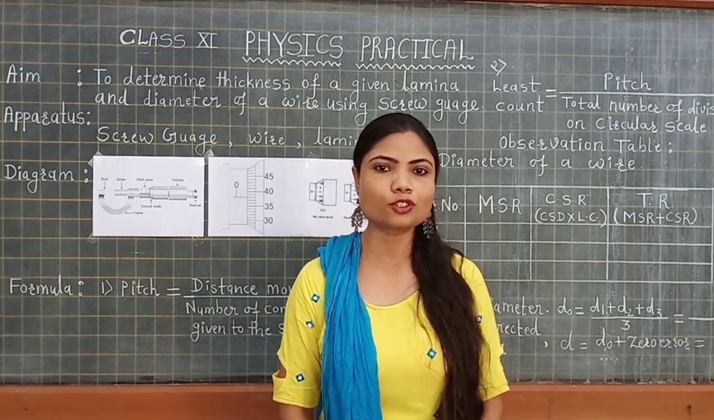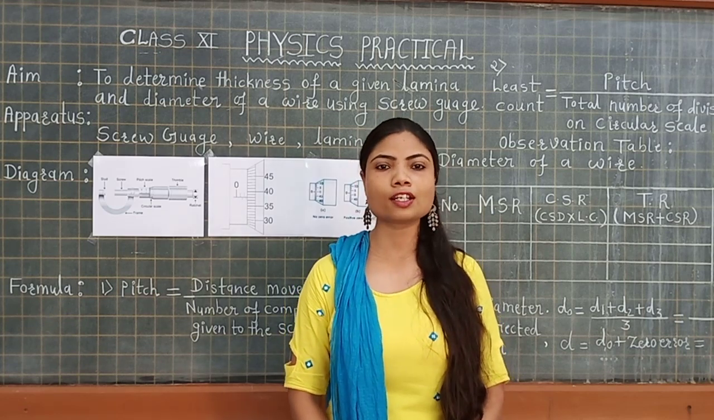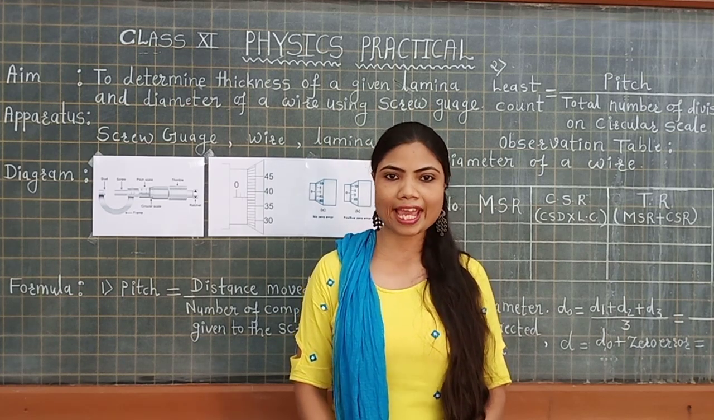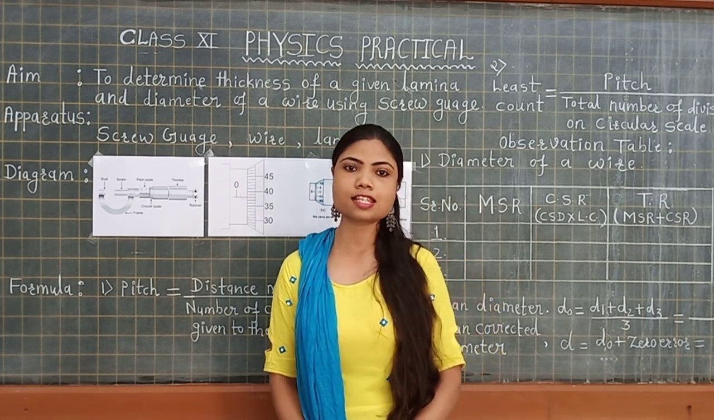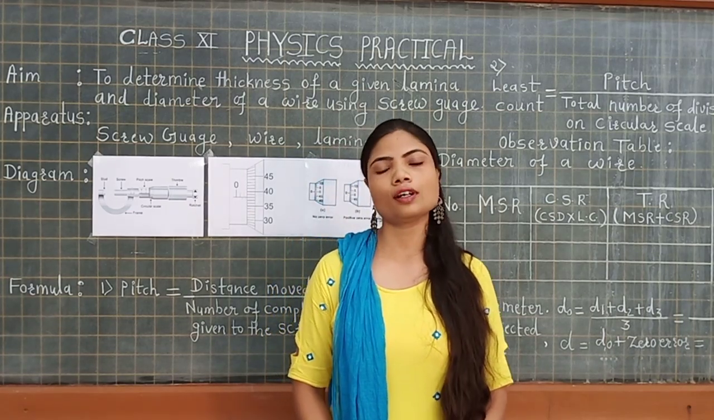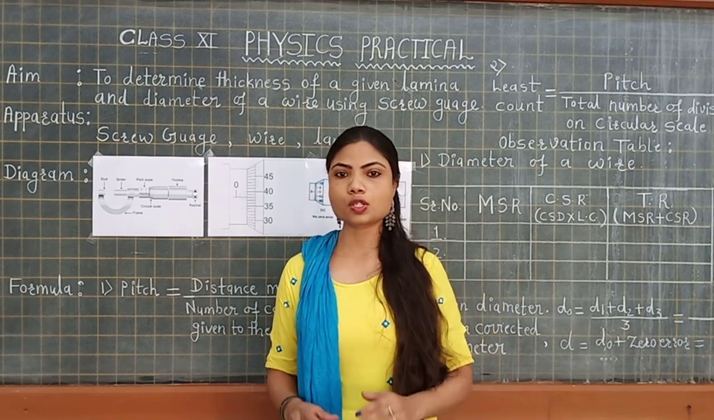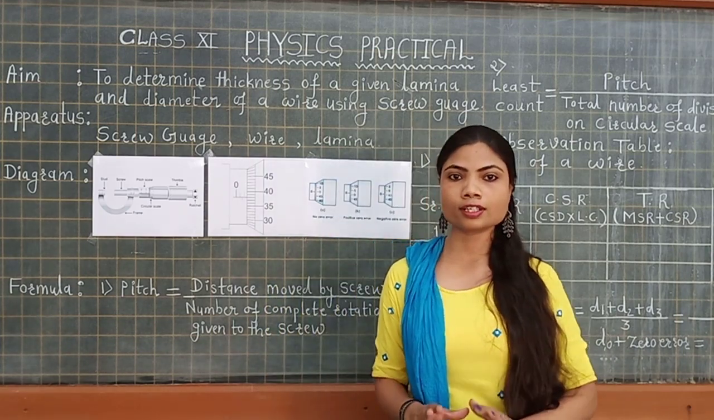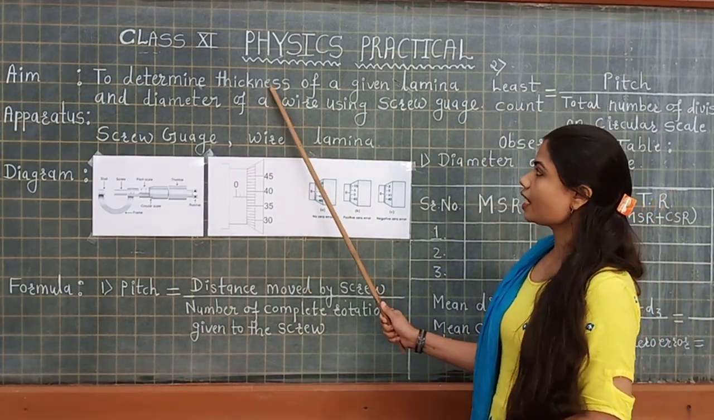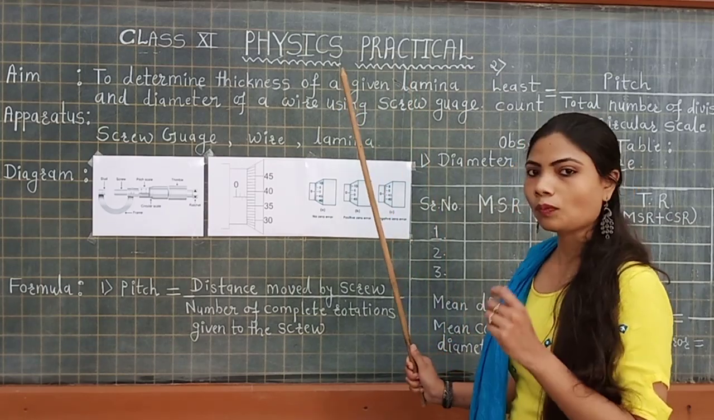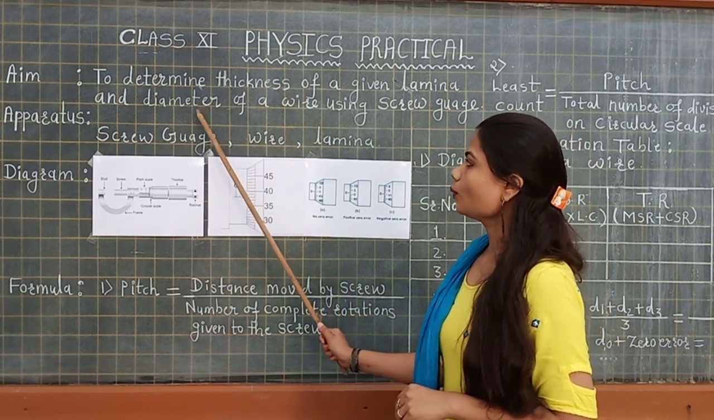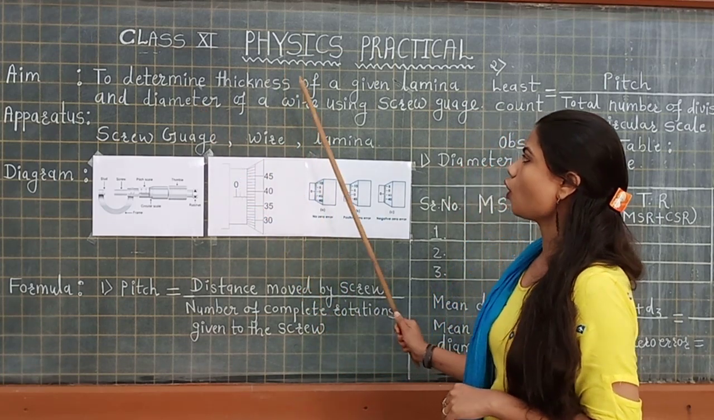Yes, so we are here to learn about the practical in 11th class, and we are about to start with the aim to determine the thickness of a given lamina and the diameter of a wire. It is a very important term to understand how we are able to calculate the thickness of a given lamina. We are going to see it clearly with the object, and we are going to calculate the diameter of the wire.